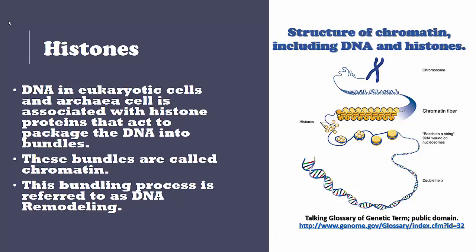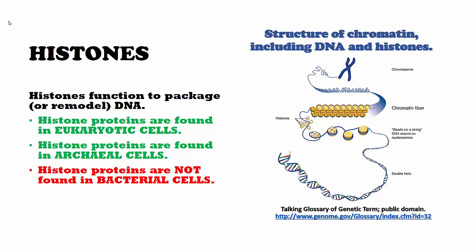Histones. DNA in eukaryotic cells and archaeal cells is associated with histone proteins that act to package the DNA into bundles. These bundles are called chromatin. This bundling process is referred to as DNA remodeling. Histones function to package or remodel DNA. Histone proteins are found in eukaryotic cells and archaeal cells, but histone proteins are not found in bacterial cells.